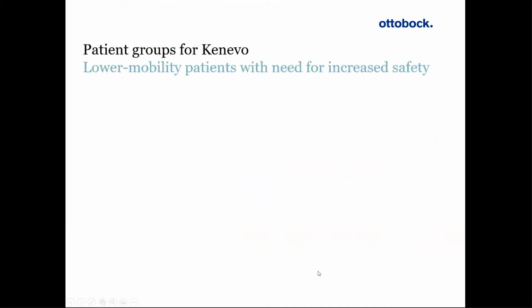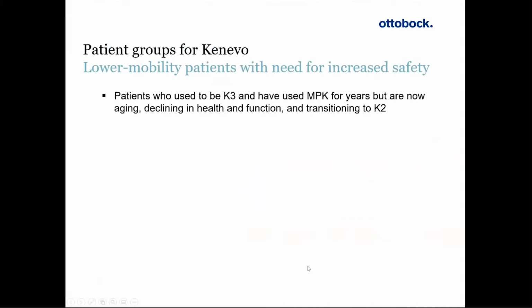So what are the two patient groups that we have in mind for the Kenevo? Both are lower mobility patients with a need for increased safety. The first group is patients who used to be clear K3 patients and who have used microprocessor knees usually for years, 5 years, 10 years, or even longer, but who are now aging, declining in health and function, and slowly but surely transitioning to K2.